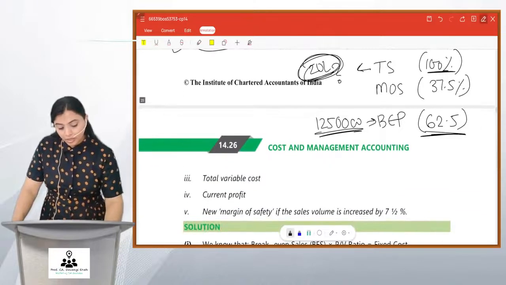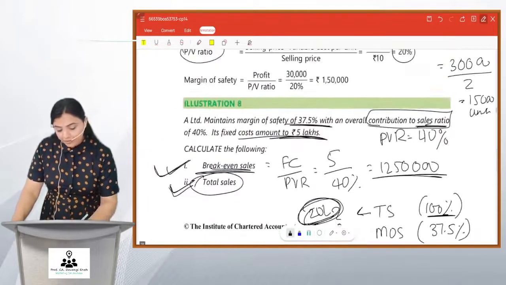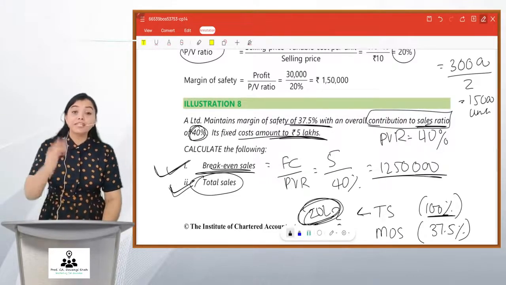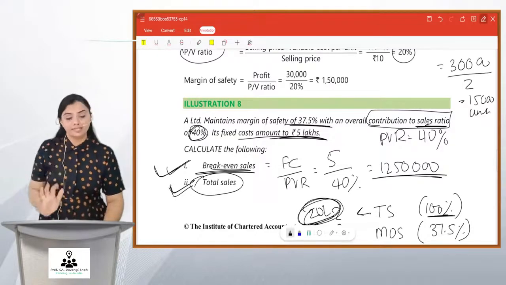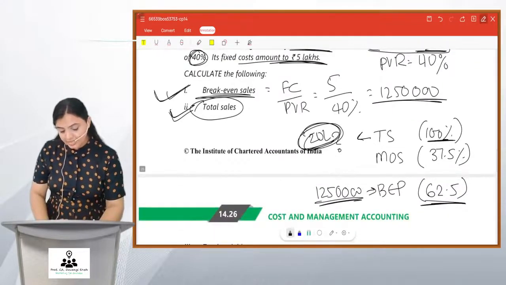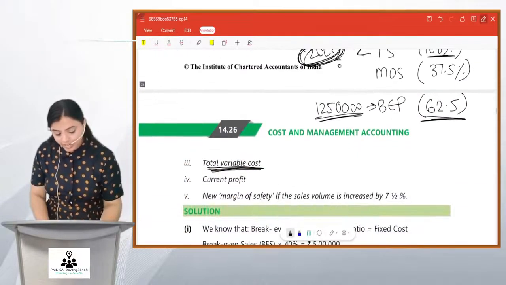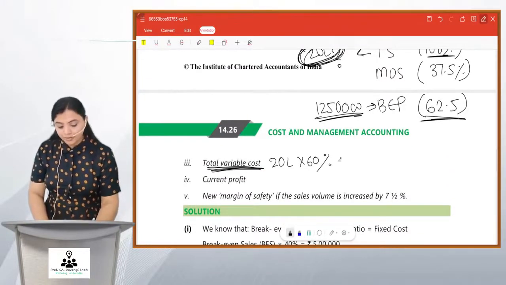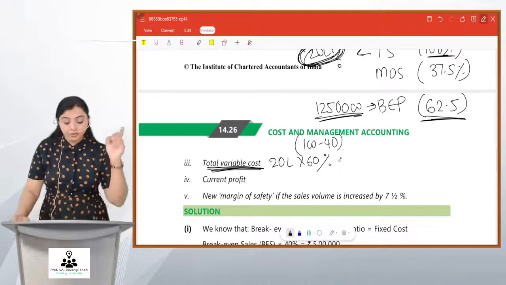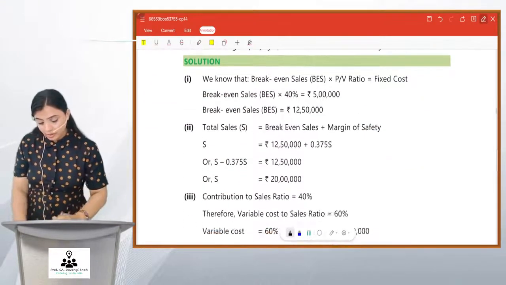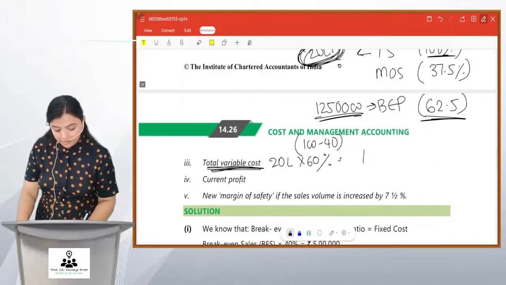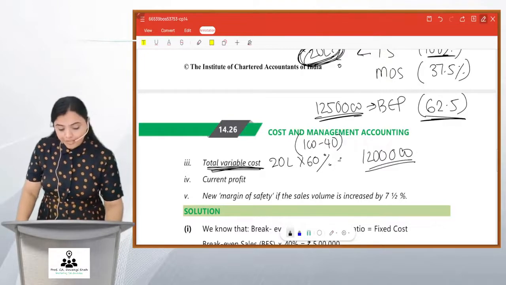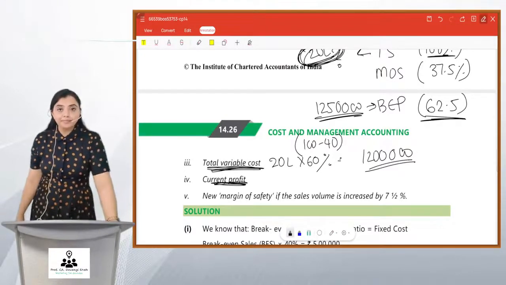Now, total variable cost. Friends, if your PV ratio is 40%, that means your contribution is 40%. That means your variable cost is 60% of sales. You have got sales as 20 lakhs, right? So your variable cost will be 20 lakhs into 60%. Because your PV ratio is 40%, your variable cost will be 60%. You get it as 12 lakhs. Got it?